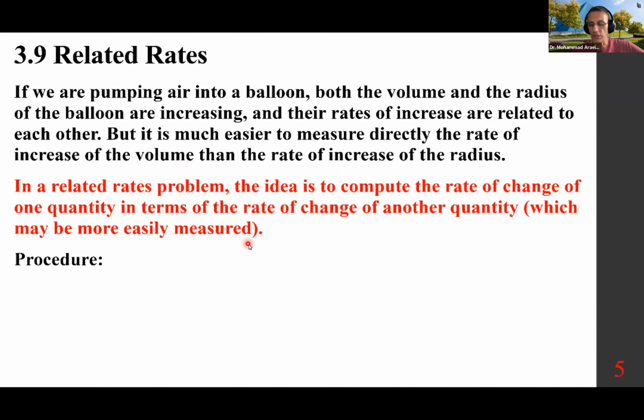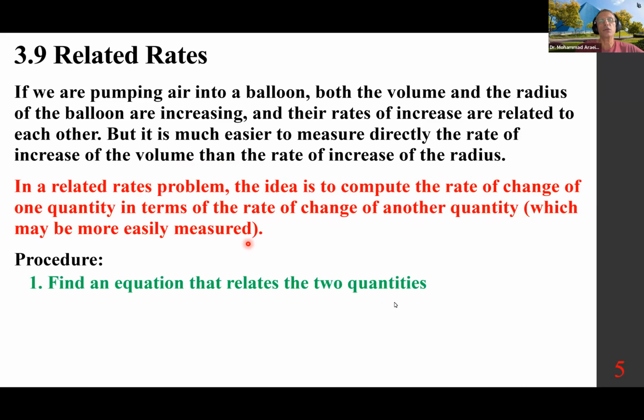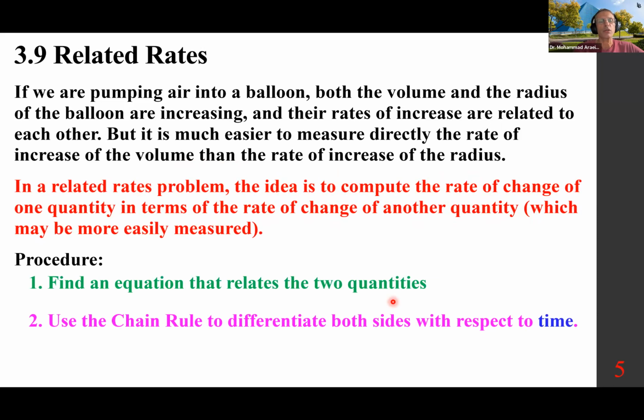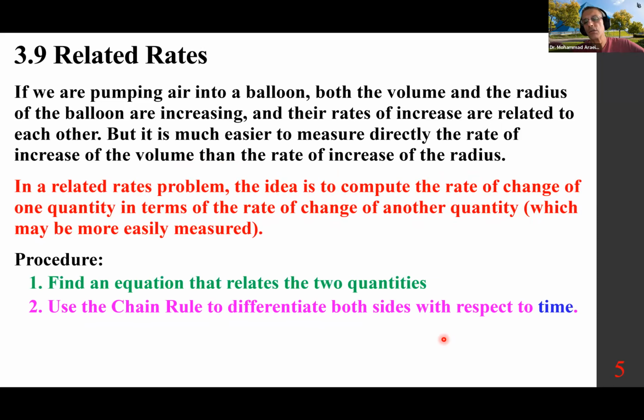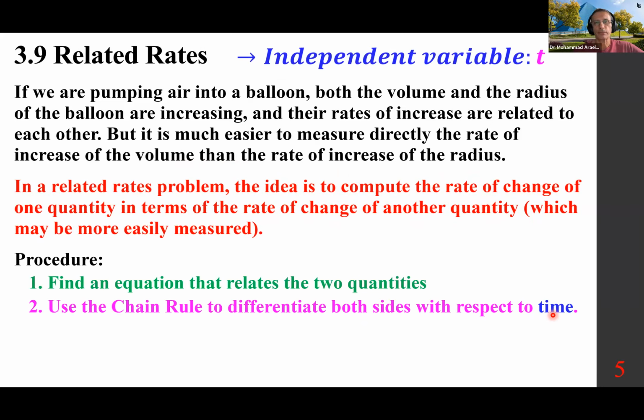So what is the procedure? Number one, find an equation that relates the two quantities. Number two, use the chain rule to differentiate both sides with respect to time. So therefore, in a related rates problem, time is the only independent variable. And so dy/dt is dy/du times du/dt.